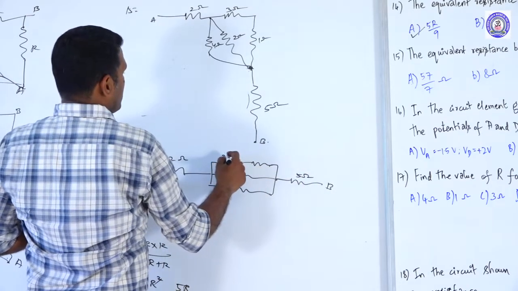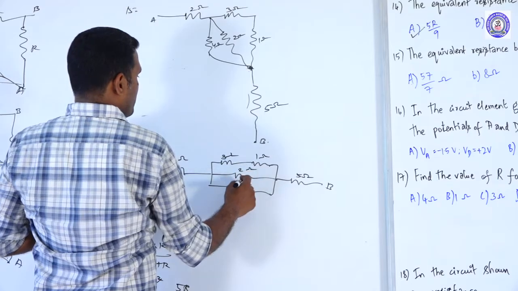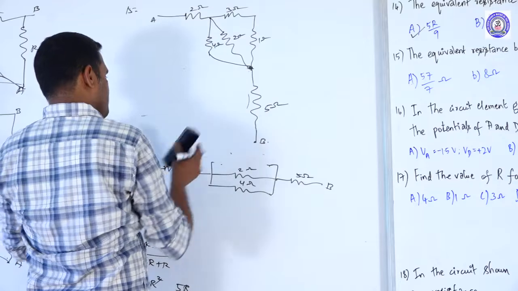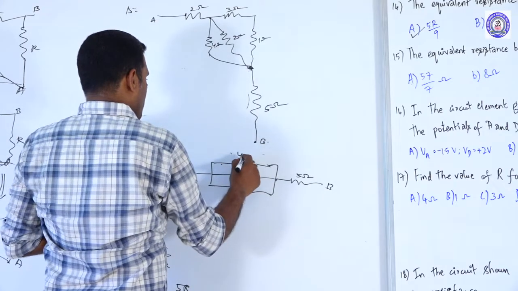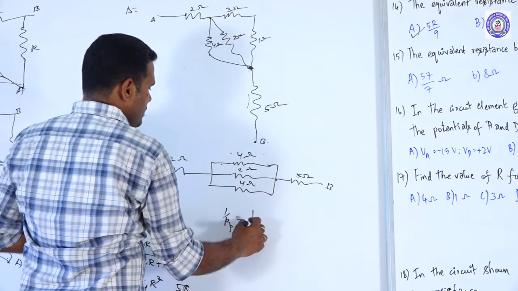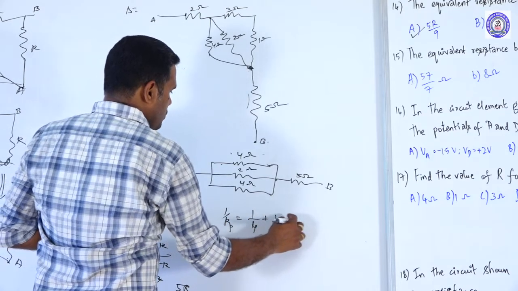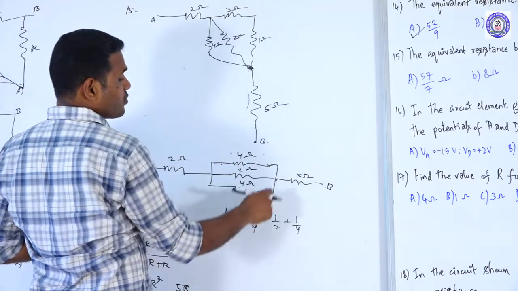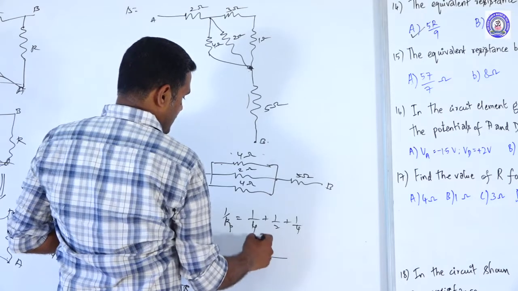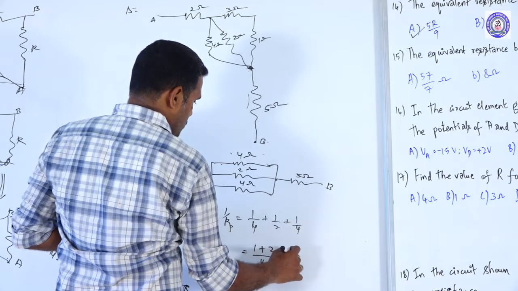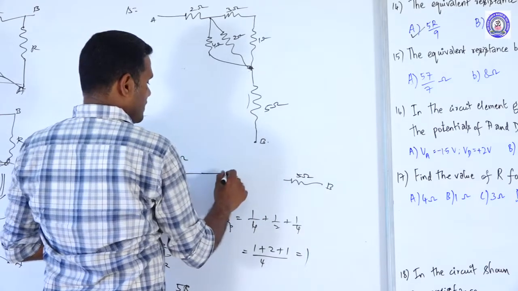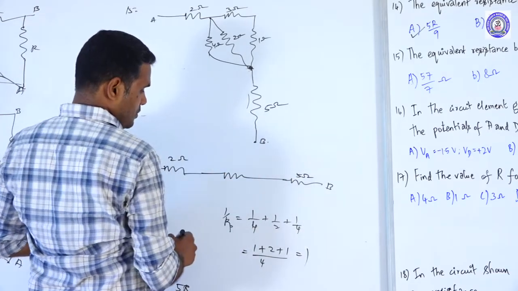This is 5 ohm, 3 ohm, 1 ohm, 2 ohm and 4 ohm. 3 ohm and 1 ohm are in series and their effective is 4 ohm now. 4 ohm, 2 ohm and 4 ohm are in parallel. So 1 by Rp equals 1 by 4 plus 1 by 2 plus 1 by 4. As you know, 1 by Rp equals 1 by R1 plus 1 by R2 plus 1 by R3. So 4 is taken as LCM, 1 plus 2 plus 1. So 4 by 4, 1 ohm. The effective resistance of all the 3 resistors is equal to 1 ohm.